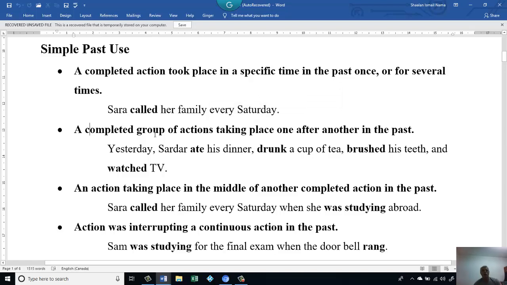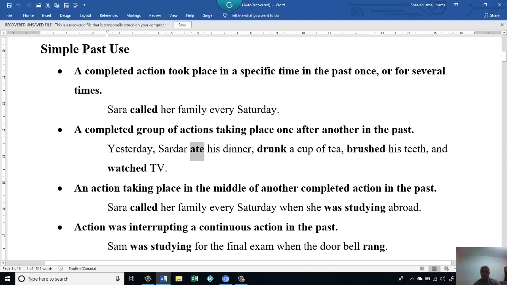Or it could be a completed group of actions taking place one after another in the past. For example, yesterday, that's the time we're using. Yesterday, Sardar ate his dinner, drank a cup of tea, brushed his teeth, and watched TV. If you look at the sentence, a group of actions happened. For example, the first one, Sardar ate his dinner. Ate here is a verb in the past.